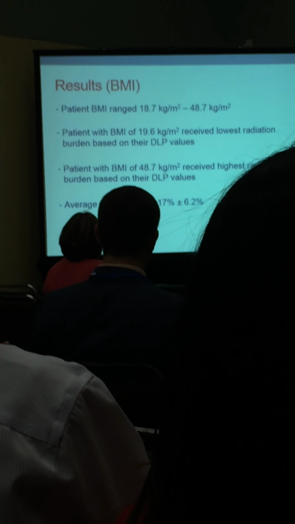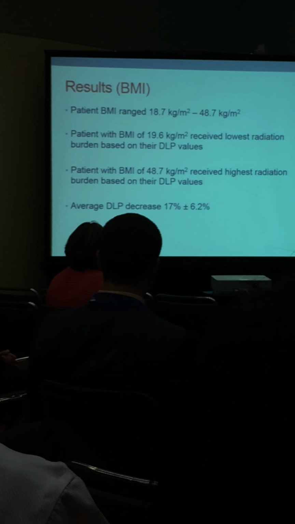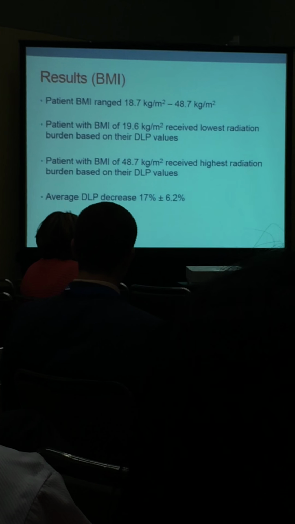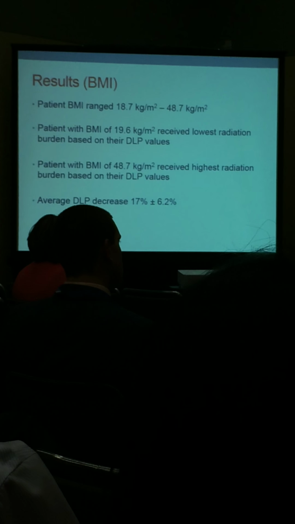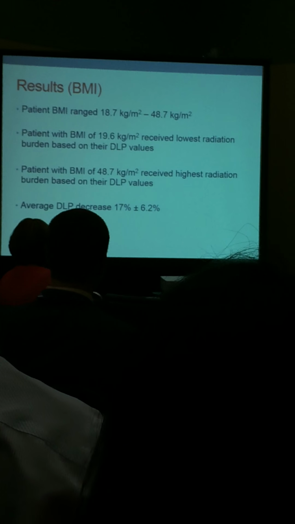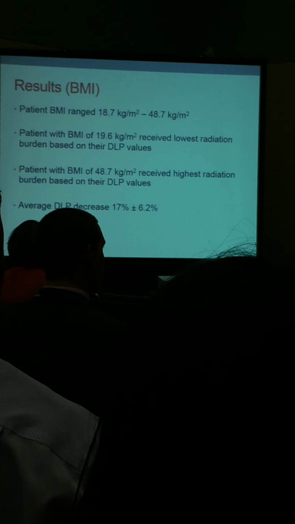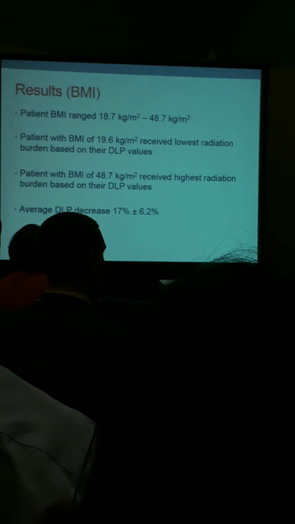Results as far as body mass index is concerned, I had a wide range of patients. On the lower end of the range was a patient at 18.7 kilograms per meter squared, who stood 4'11" and weighed 97 pounds. And on the higher end of the BMI range was a patient at 48.7 kilograms per meter squared, who stood 5'10" and weighed 339 pounds.